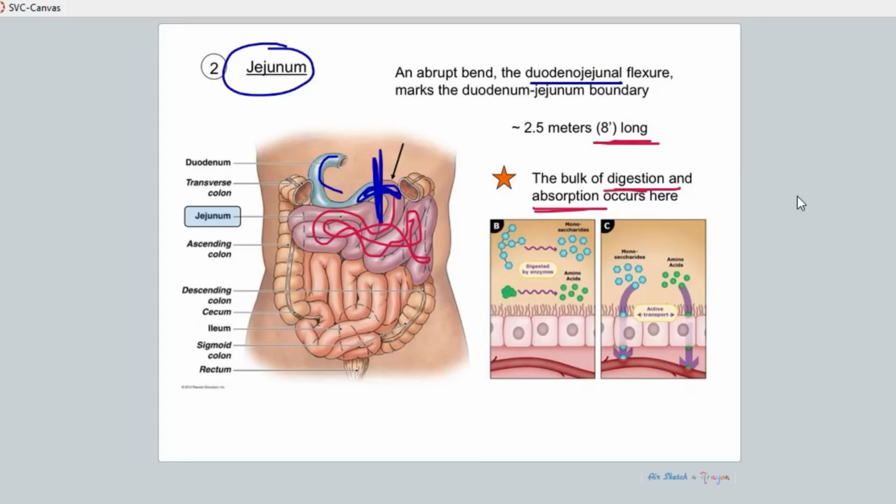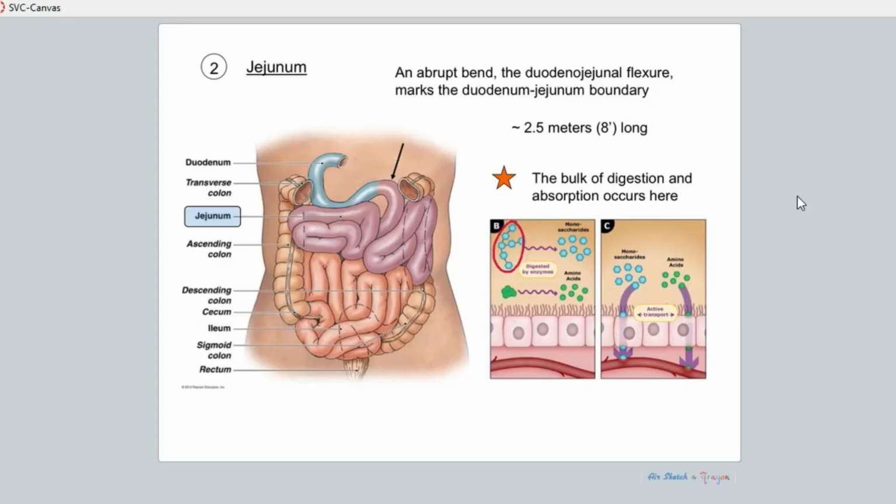So we mixed all this material together here in the duodenum. Now it moves down into the jejunum, and this is where the final digestion and absorption can take place. And so that's what these figures are showing here. Here's a complex carbohydrate, and what we're going to do here is digest it into individual monosaccharides. Here is a protein here, and we're going to finish digesting it into individual amino acids. And then after that digestion can occur, that allows for those monosaccharides and these amino acids to be absorbed into the bloodstream.